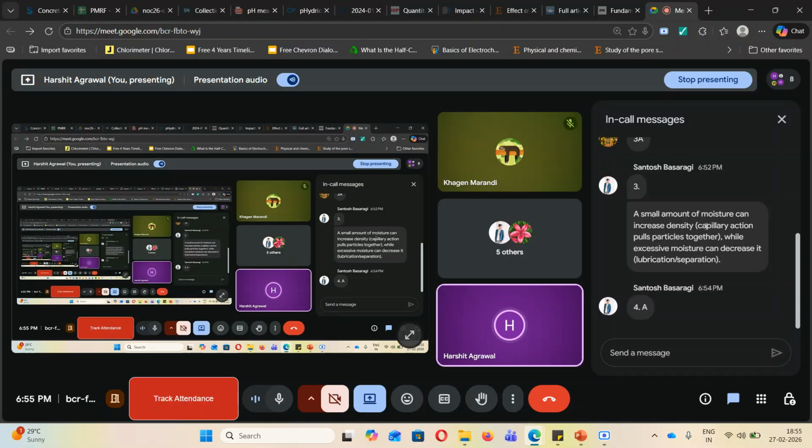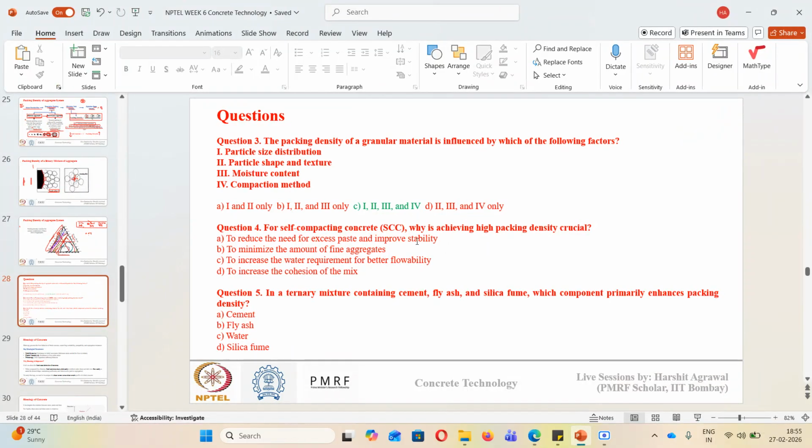A smaller moisture content basically decreases the friction between the aggregates. So they will try to slide over each other and pack efficiently when some compaction is given to them. That is a reason. But if there is excess of moisture, then it will be a problem. Instead of reduced friction helping them to compact, it can lead to separation also if there is excess of lubrication. For question number 4, yes, the correct answer is A.